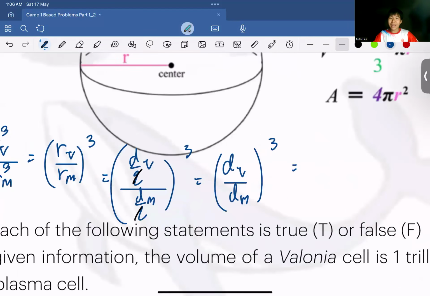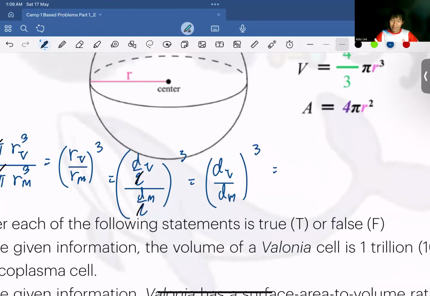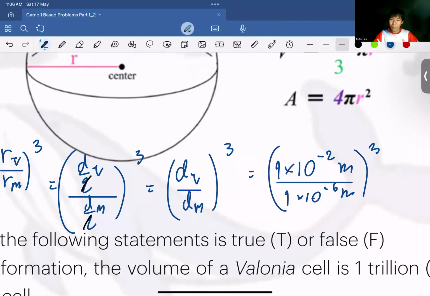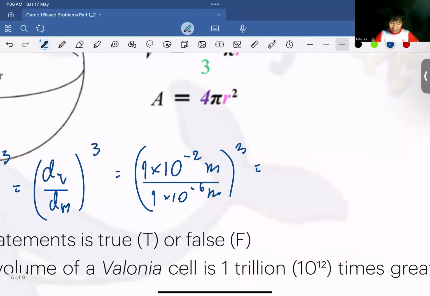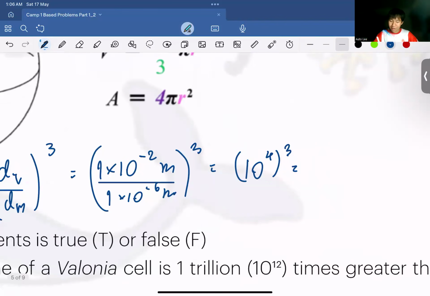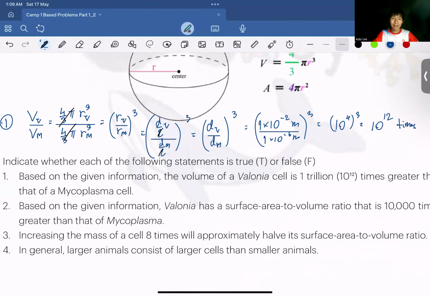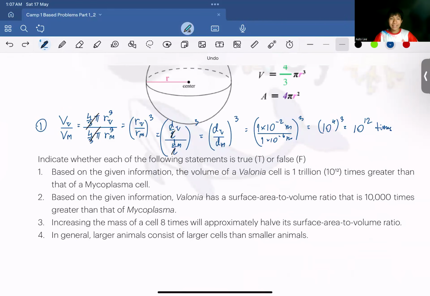If we plug in the values, for Valonia it's 1 centimeter, that's 1 times 10 to the power of -2 meters. For Mycoplasma, 1 micron is 10 to the power of -6. If we do a bit of calculation, 10 to the power 4, to the power 3, would be 10 to the power 12, which is 1 trillion. Comparing Valonia to Mycoplasma, we get 10 to the power of 12, which is exactly what statement 1 states. So statement 1 is true.